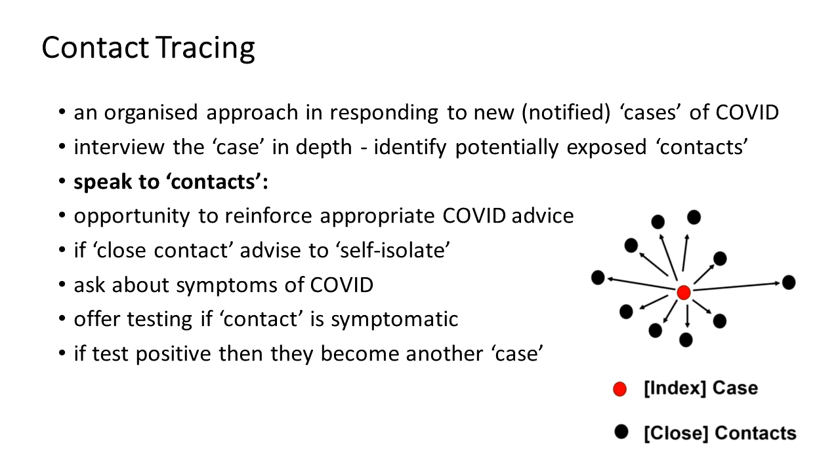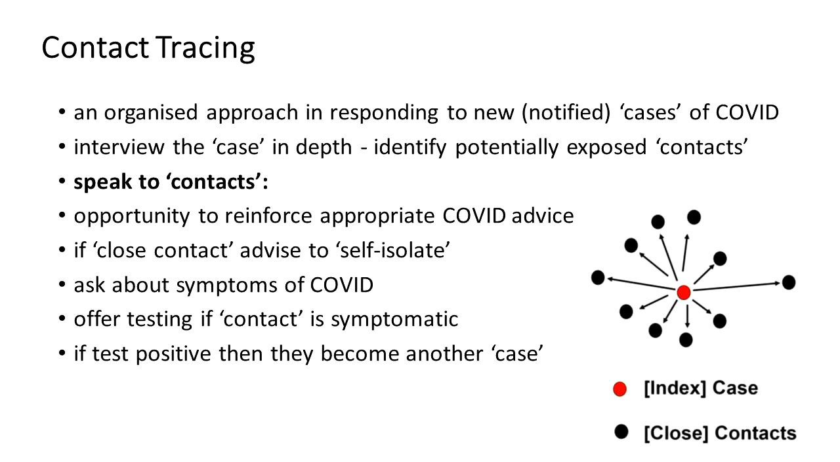So contact tracing is an organised approach in responding to new cases of COVID, to notified cases of COVID. The usual approach is for the laboratory, when they have a positive test result on a nose and throat swab, to inform public health that we have a case of COVID. So we need to interview that case in quite a lot of detail and depth to identify who else may have potentially been exposed to the virus, the potential contacts. And then we seek to speak to those contacts by phone.